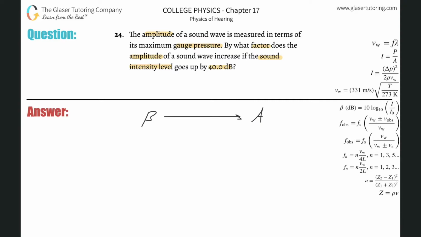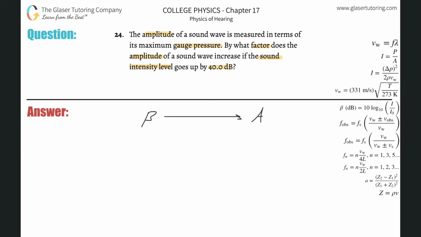How I like to do this is to think, do I know a formula that relates these two things? And we look over here on the right-hand side and there is none. So what I now need to start doing is figuring out the pathway to get from beta to amplitude. They give me one other key piece of information in the problem. They say the amplitude is measured as its maximum gauge pressure.